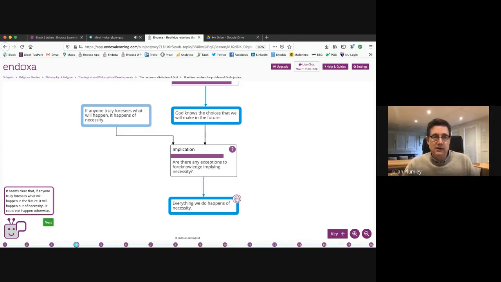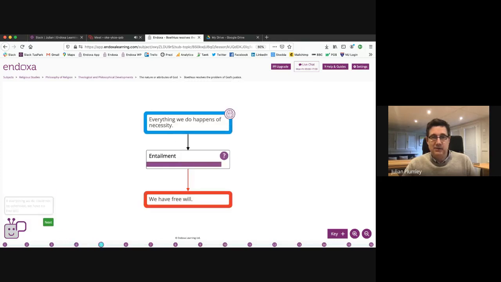So this goes directly to the next step. If everything can only happen one way, the way it actually happens or will happen, then we have no free will. Free will is the idea that we can change, we have some effect on how things happen. But if things could not have happened another way, we don't have free will.